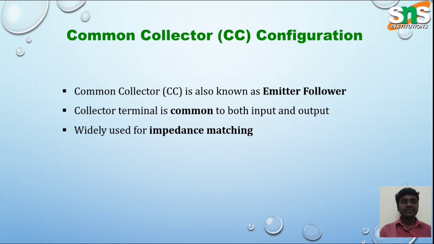Common collector configuration is also known as the emitter follower. We can justify the name, emitter follower, later. The collector terminal is common to both input and output here. In common emitter, the emitter is common to both the input and output. Here the collector is common for both the input and output. It is widely used for impedance matching purposes. We utilize common collector configuration circuits for that.